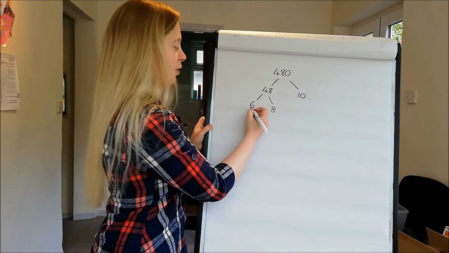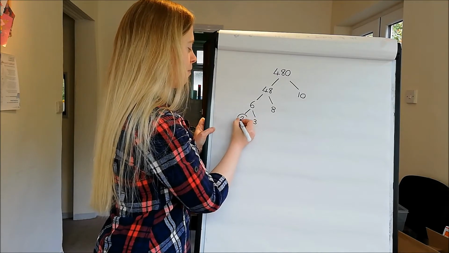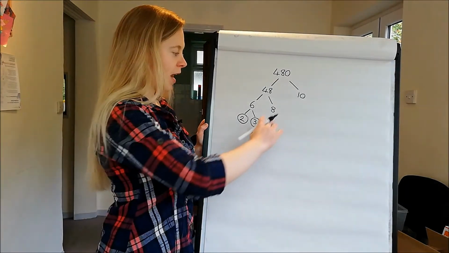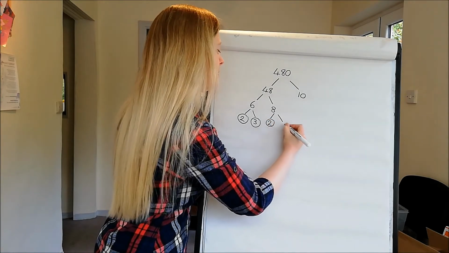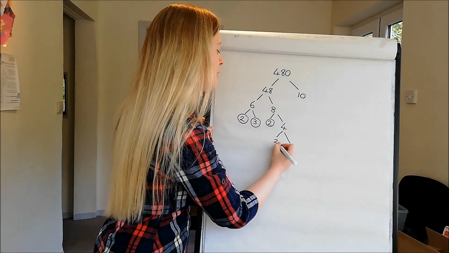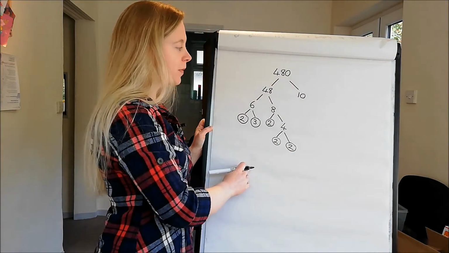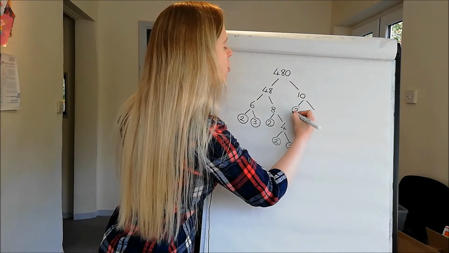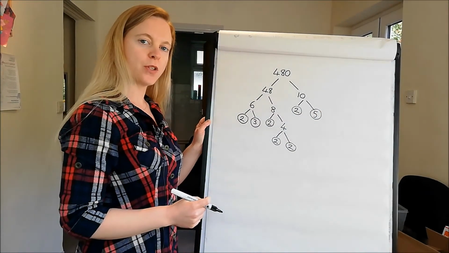Then neither of those are prime, so I'm going to break that 6 down into 2 times 3, both of which are prime, so I can circle. And then 8 breaks down into 2, which is prime, times 4, which isn't. So I can break the 4 down into 2 times 2 and circle each of those. And then coming back to the 10, 10 breaks down into 2 times 5, both of which are prime. So I'll circle each of those.